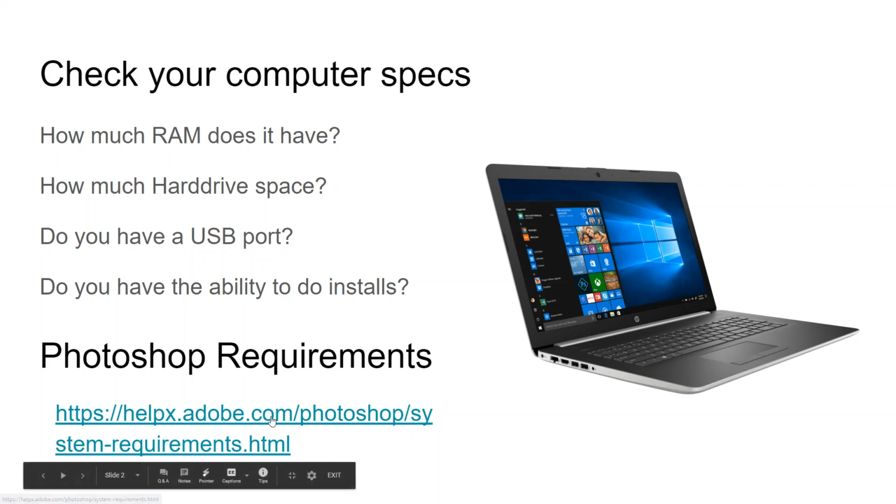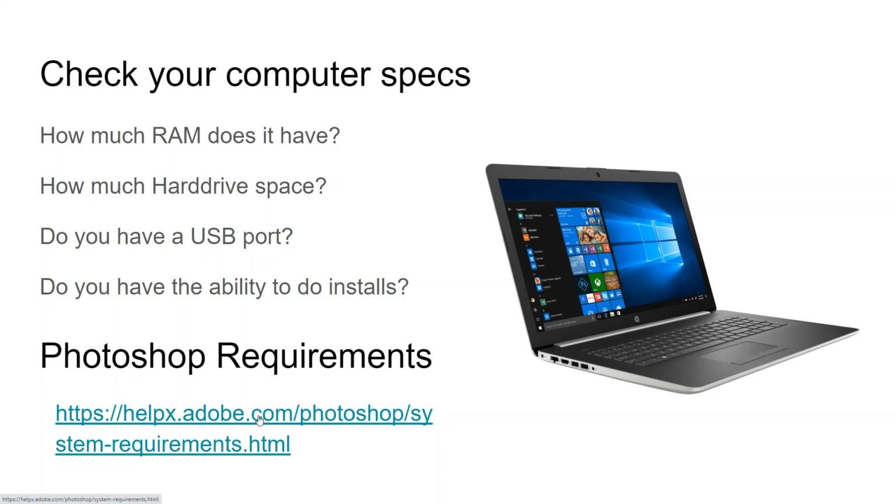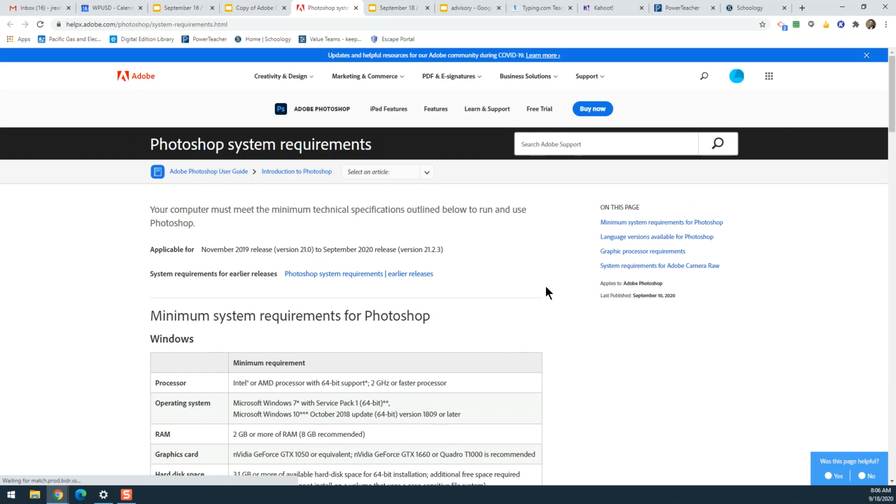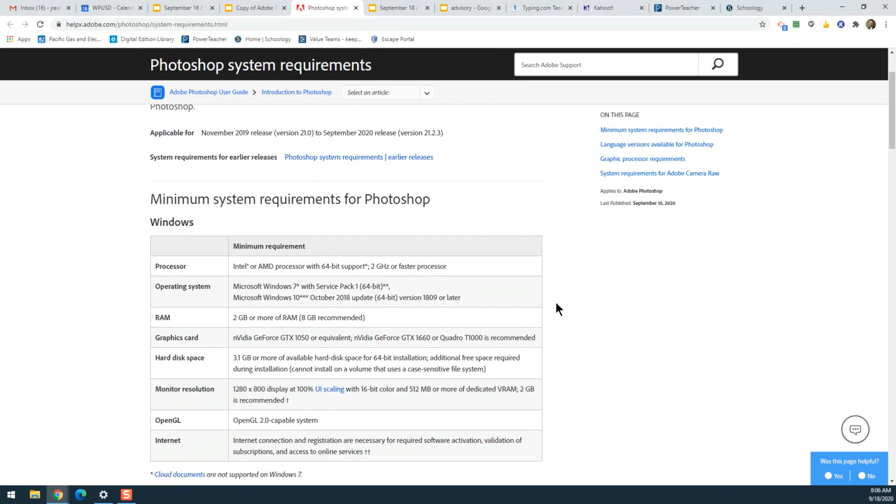So Adobe Photoshop does have some specific requirements, so your computer has to be at least up to certain standards in order for it to run. So those are posted on Adobe's website. So if we click and open them here, it'll show us what we got. So if you are running a Windows computer, you need to have at least an Intel or AMD processor that supports 64 bits and is 2 gigahertz or faster. All right. You need to have Windows 10 installed, preferably.